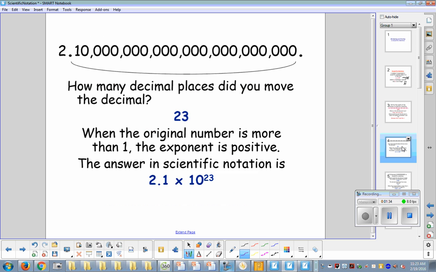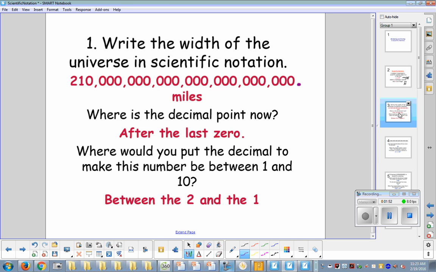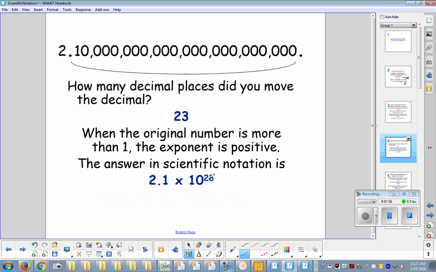Now if your original number is more than 1, so you have 2.1 already times 10, and we move our point 23 times. If your original number, in this case this one, is more than 1, then the exponent here will be positive. Okay, let's have another example.